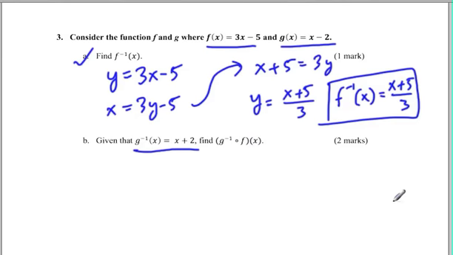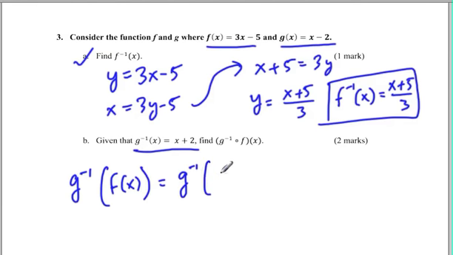Find g inverse of f. So all this means is, here you go, here's g inverse of f of x. What is f of x? It's 3x minus 5, so g inverse of 3x minus 5. So this is the argument. And you might think that, oh, I have to plug this argument into g, but no, look, this is g inverse. And here's our g inverse. So you want to plug it right into this x right here.